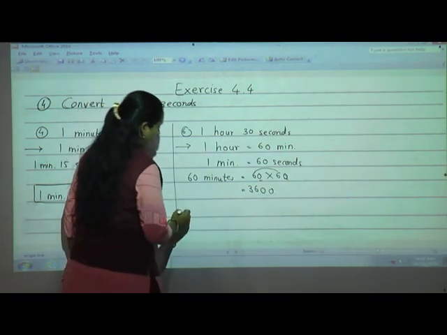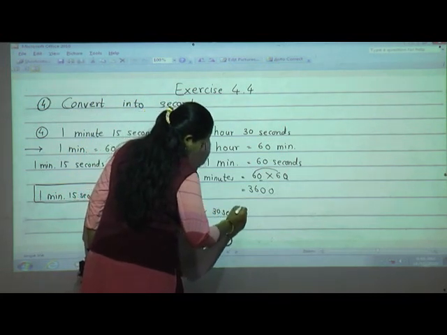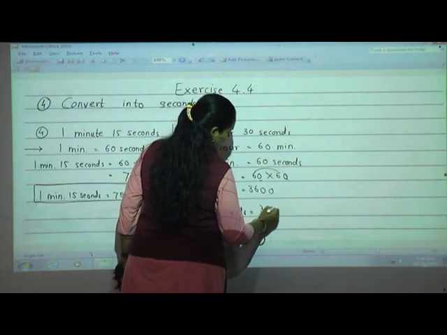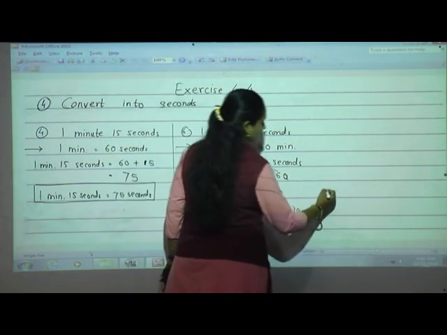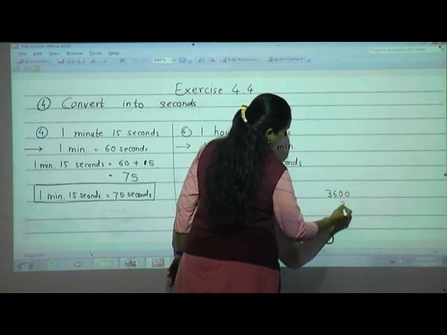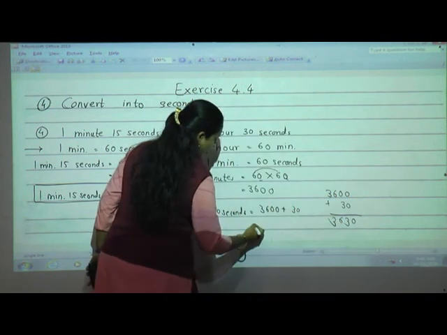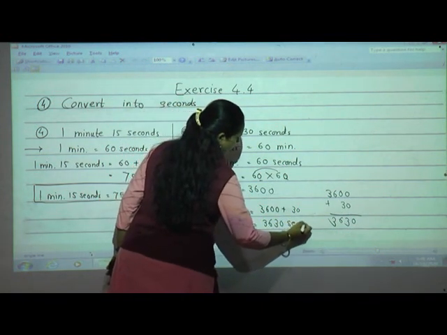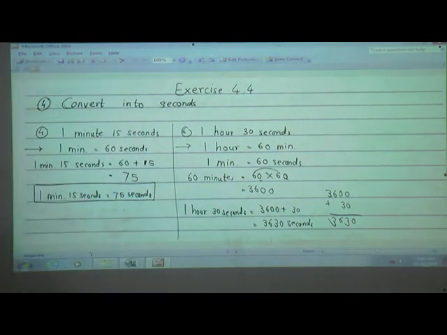Okay. Now here we have to add 1 more seconds, that is 30 seconds. So 1 hour 30 seconds is equals to 1 hour we have converted into seconds, that is 3600 plus 30 seconds. So do the addition. 3600 plus 30, 0, 3, 6, 3. So the answer is 3630 seconds. So here write once again and write the answer and do the bracket. Is that clear?